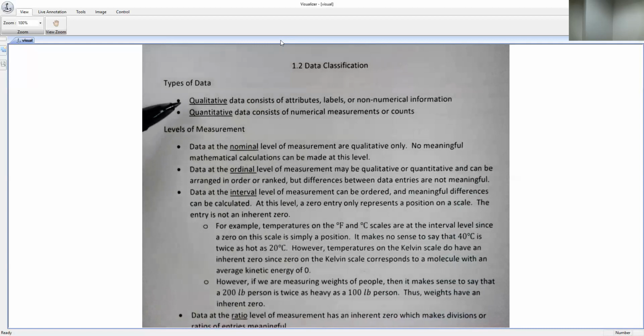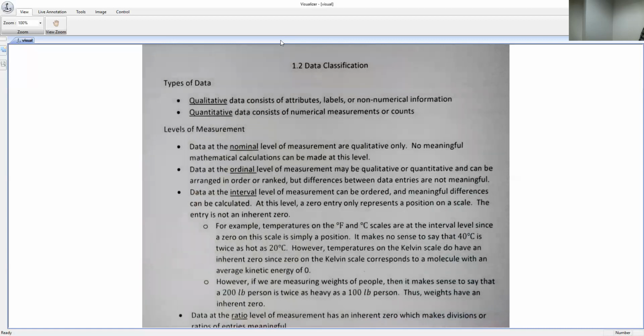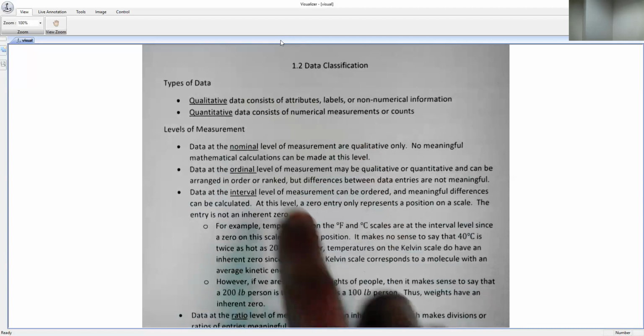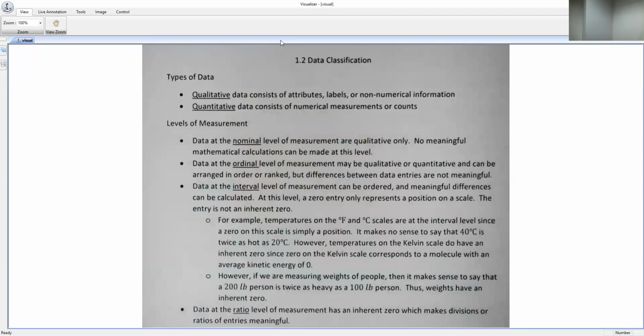Qualitative means that it has some quality associated with it, which would be some attribute, some label, or some non-numerical information. Quantitative means that we have some numerical measurements or counts. There's some numbers involved, and not only numbers, but numbers that I can do some calculations with that make sense. Think quantity. Quantity is an amount you have to count. You have to use a number to determine a quantity. Whereas a quality, like how happy we are, we don't need any numbers to measure that.